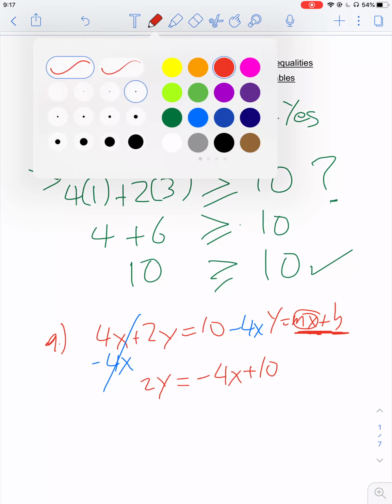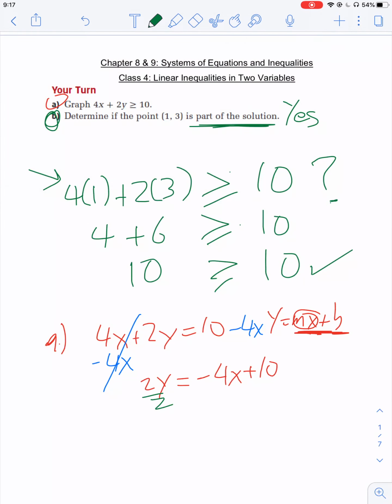And finally, just be careful here, you have to divide by 2, because remember, you have to have y all by itself. So when you divide by 2, you actually have to divide everything by 2. So this will become y, because the 2's will cancel out. But here you have to divide your negative 4 by 2, which becomes negative 2x, and then divide the 10 by 2, which gives you 5. So just be careful when you're dividing.